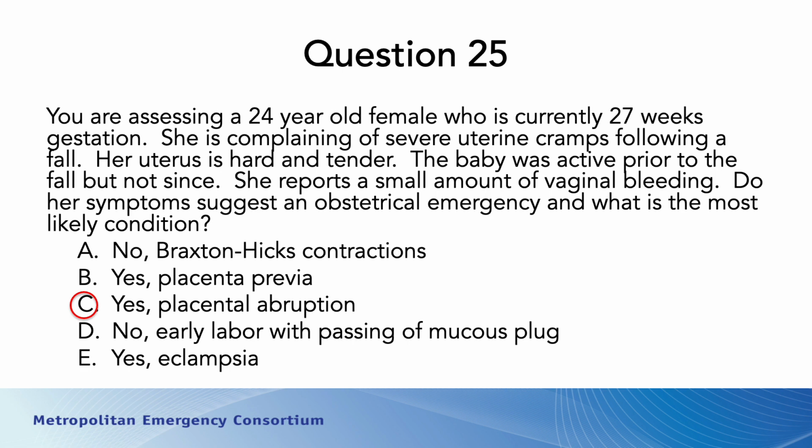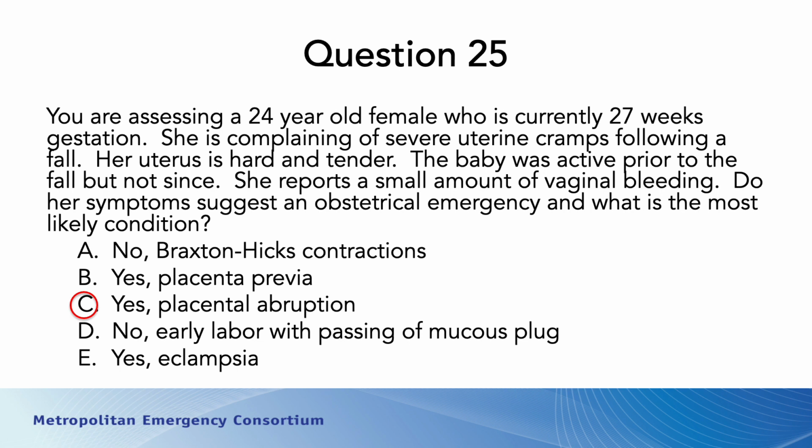This is a fall. She's having vaginal bleeding. I don't think you can say this is Braxton Hicks contractions, which is kind of like those cramps that females may have toward the end of their pregnancy, which is just warm up for labor. Placenta previa is a concern in a patient who's bleeding after a fall. Placenta previa is where the placenta is overlying the cervix, and you can bleed through the cervix. But placenta previa does not typically have a hard, tender uterus.